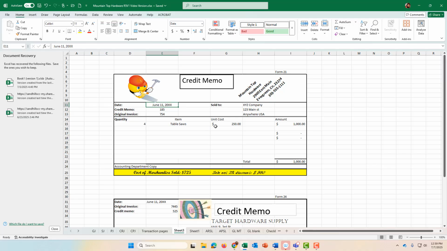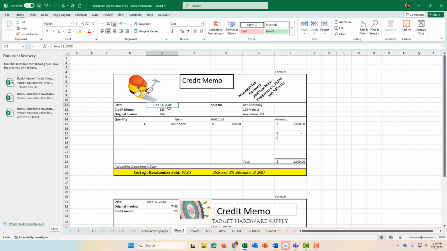These credit memos have been identified as to which forms they are. They happen to be 21 in this particular case. I believe the other one is 39 maybe. You'll have to look it up. I gave it in the information on Moodle. But let's see what we do with these. These get entered into our general journal. So we need some information here.